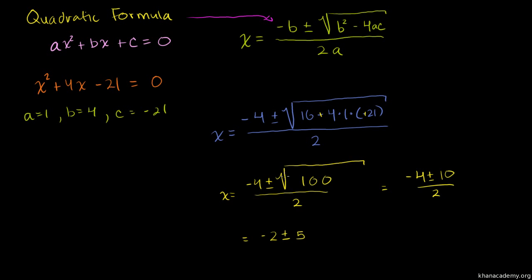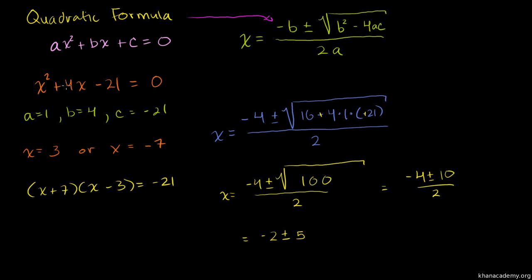is 5. So that tells us that x could be equal to negative 2 plus 5, which is 3, or x could be equal to negative 2 minus 5, which is negative 7. So the quadratic formula seems to have given us an answer for this. You can verify just by substituting back in that these do work. Or you could even just try to factor this right here. You say, what two numbers, when you take their product, you get negative 21, and when you take their sum, you get positive 4. Well, so you'd get x plus 7 times x minus 3 is equal to 0. Notice 7 times negative 3 is negative 21.